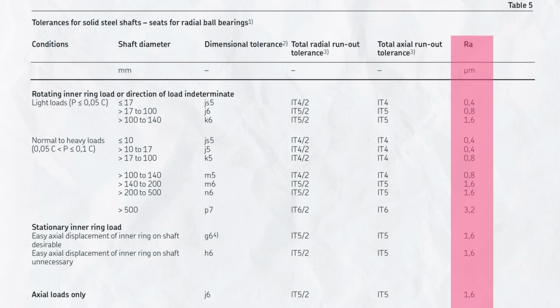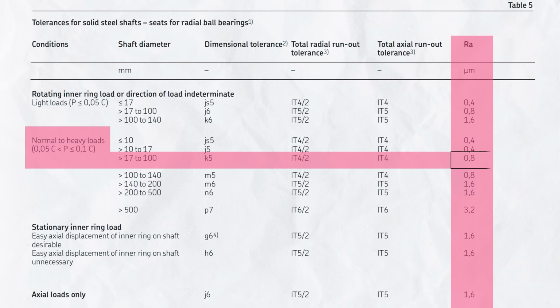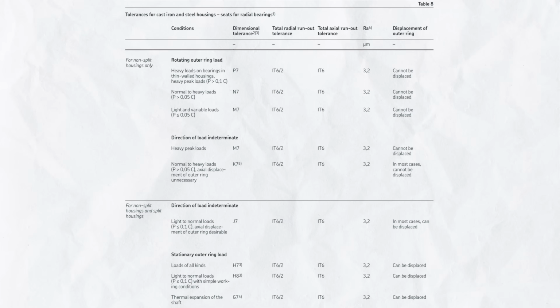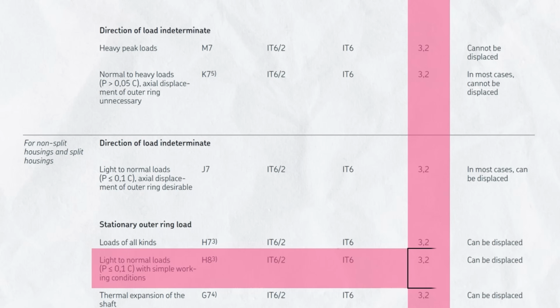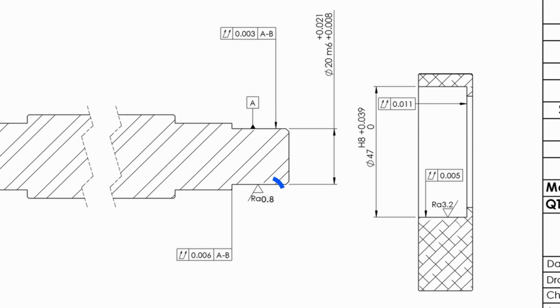As our load was normal to heavy and the shaft diameter was 20 mm, in these rows the surface finish Ra is 0.4 micron and for the housing it is Ra 3.2 micron. So we can apply Ra 0.4 over the shaft seat and Ra 3.2 over the housing seat, something like this. So this was all about bearing fitment, bearing seats, selection of fits and tolerance for the bearing seat, also the runout control for the bearing seats and the surface finish of the bearing seat.